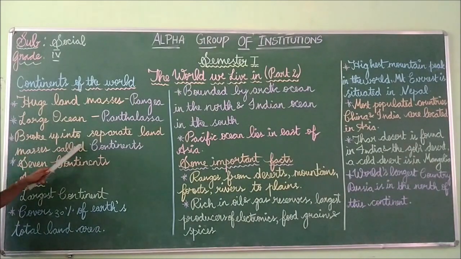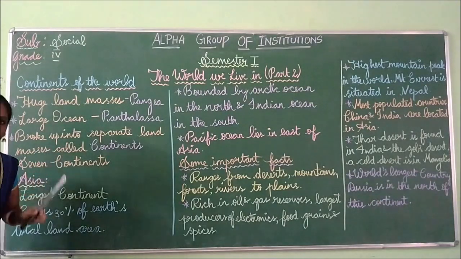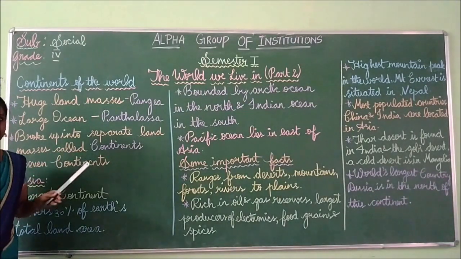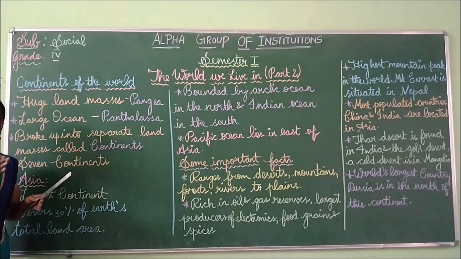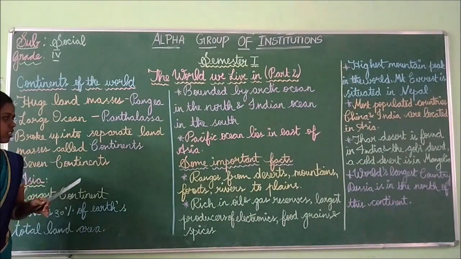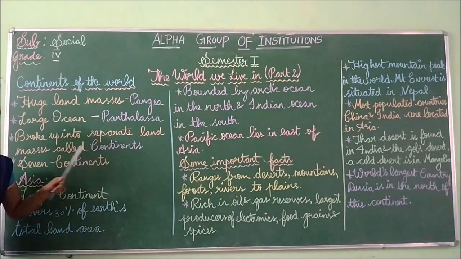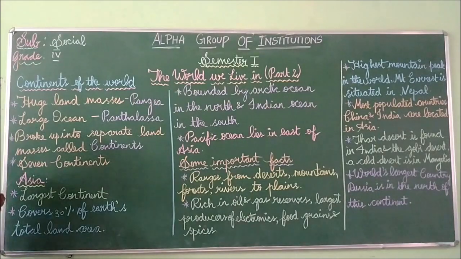They were broken into separate land masses called continents. What happened? These huge land masses were broken up into many pieces, separate land masses. Each and every piece is known as a continent. This continent is surrounded by the large ocean called Panthalassa.